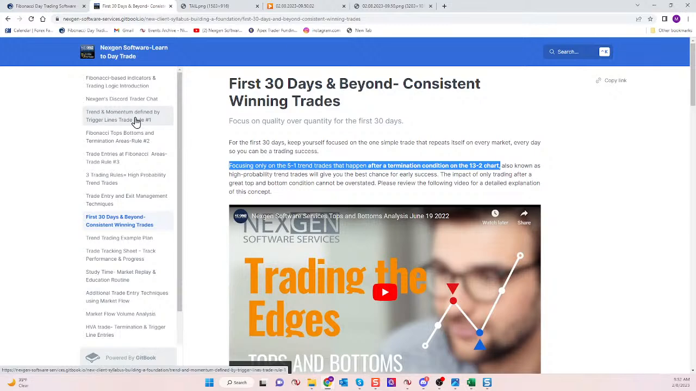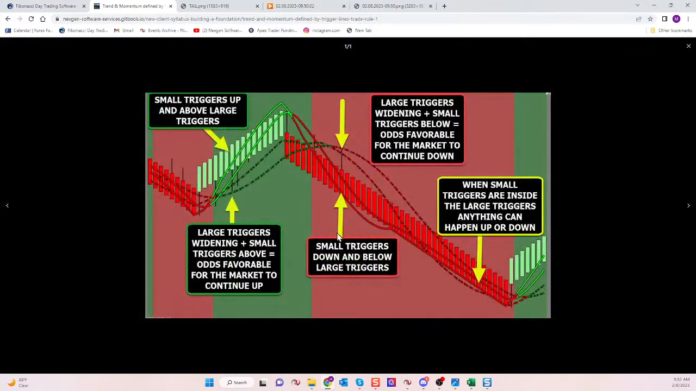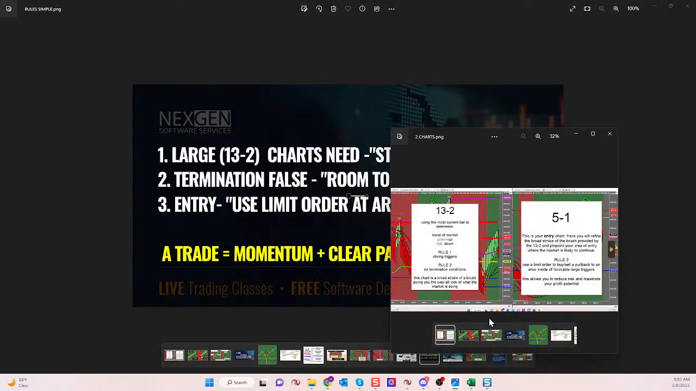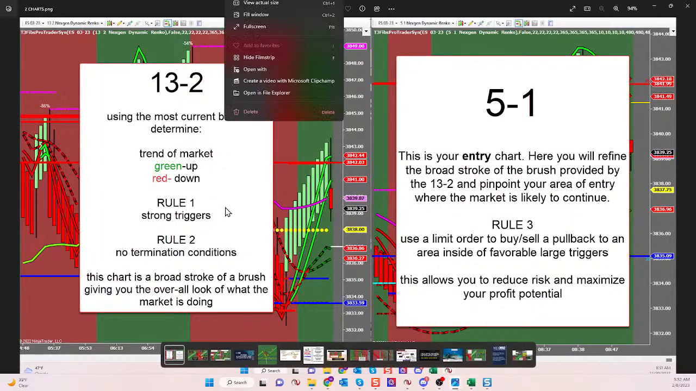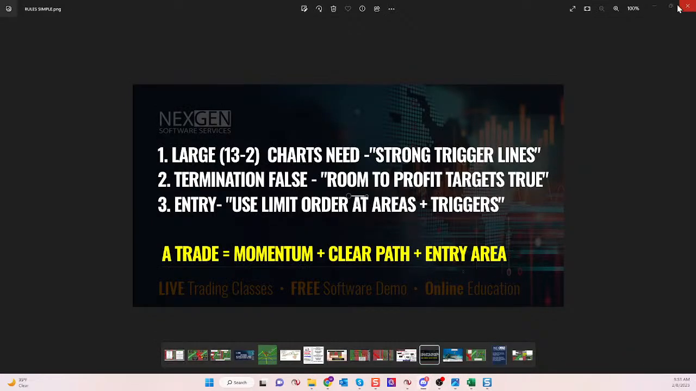So let's go to trend and momentum defined by the trigger lines. Rule number 1, Ziba. And I'm just going to put this picture right in the room for you as well. But this is nothing but trigger lines in an uptrend. So let's start there, right? Let's start at the absolute most basic. Ziba, if the background on your 13.2 is green, we're in an uptrend, and you're only looking for rules to be met for high probability trend trades long. Pretty simple, right? If it's red, we're in a downtrend, and you're only looking for rules to be met for high probability trend trade short. I'm going to put those two charts in there for you.